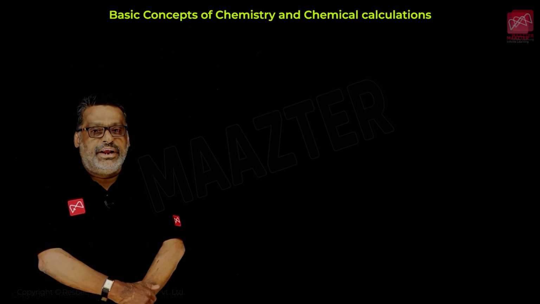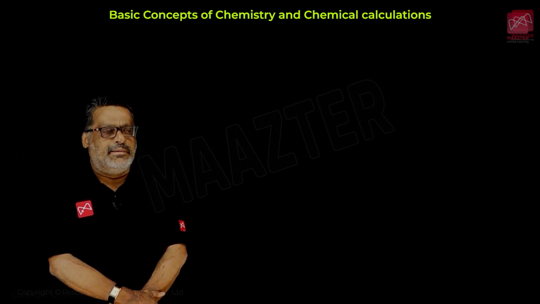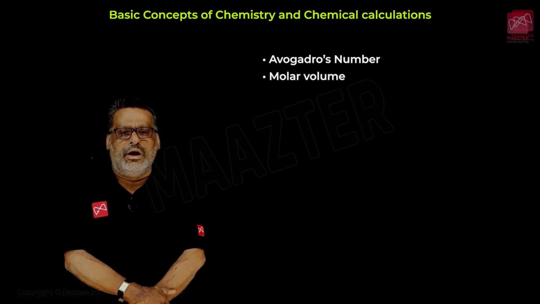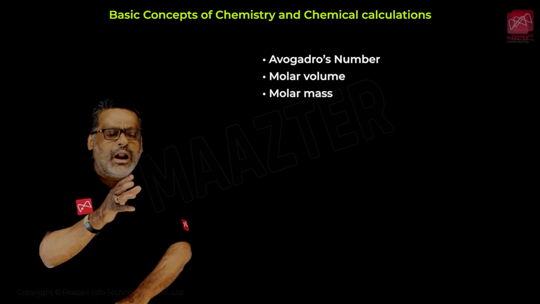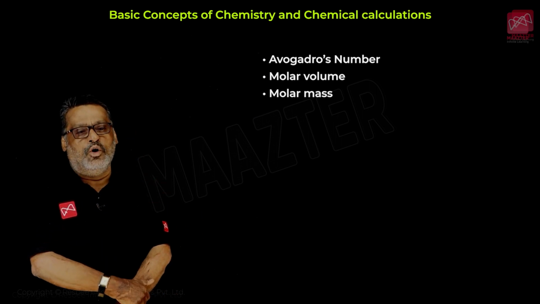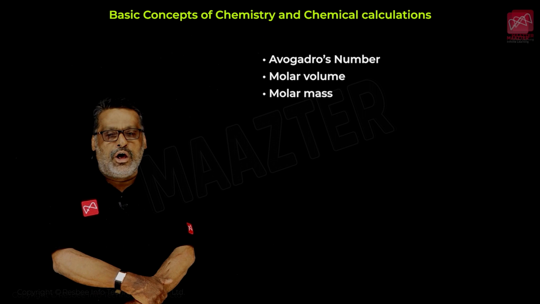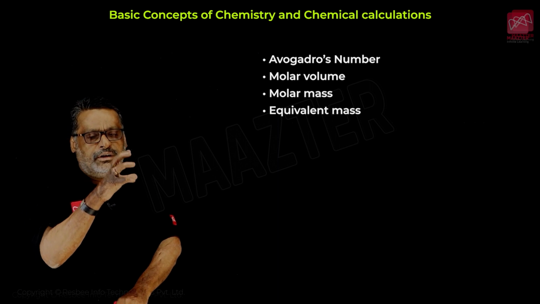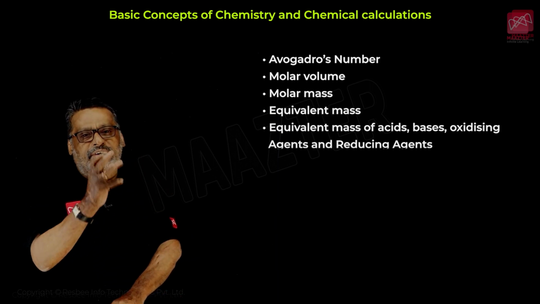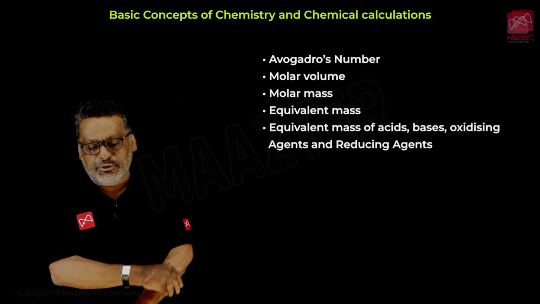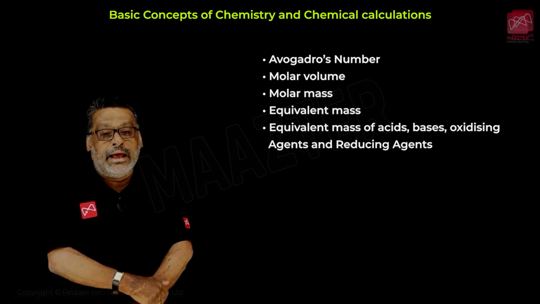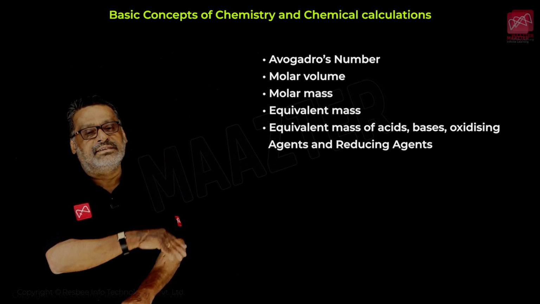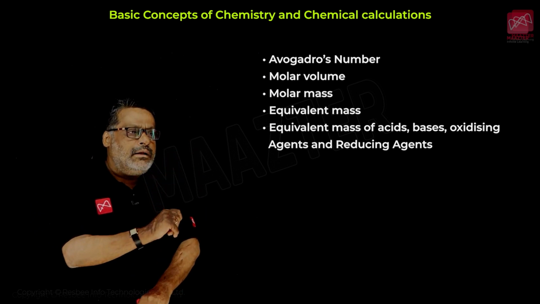Okay. So regarding chapter 1, basic concepts of chemistry and chemical calculations, we have the definition for mole, Avogadro's number, molar volume and molar mass can be asked, or problems related to these terms. Then equivalent weight or equivalent mass definition. You have to define equivalent mass, and equivalent mass of an acid, base, oxidizing agent, reducing agent. And you can also expect a calculation of equivalent mass of an acid or an oxidizing agent, frequently asked in previous questions.